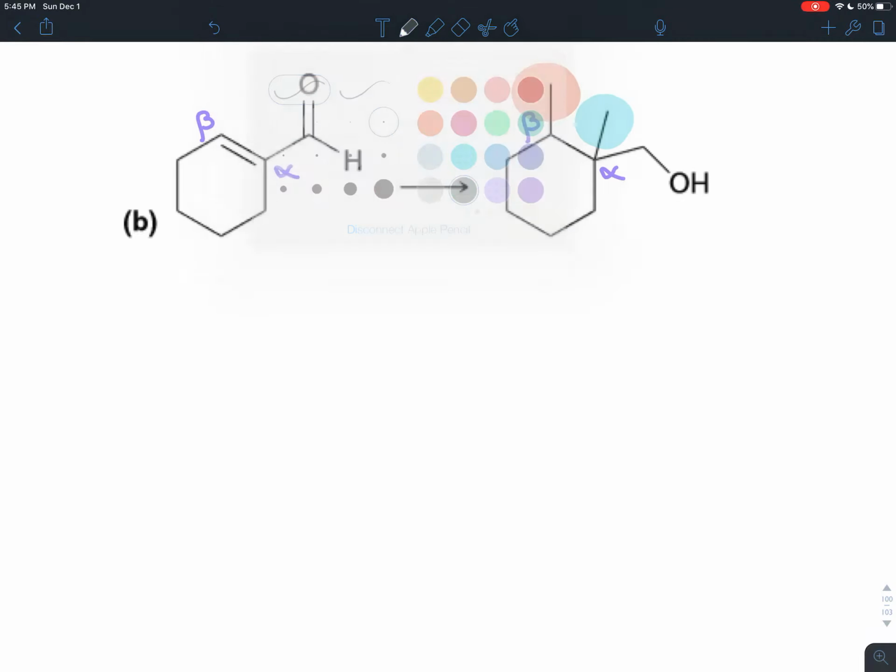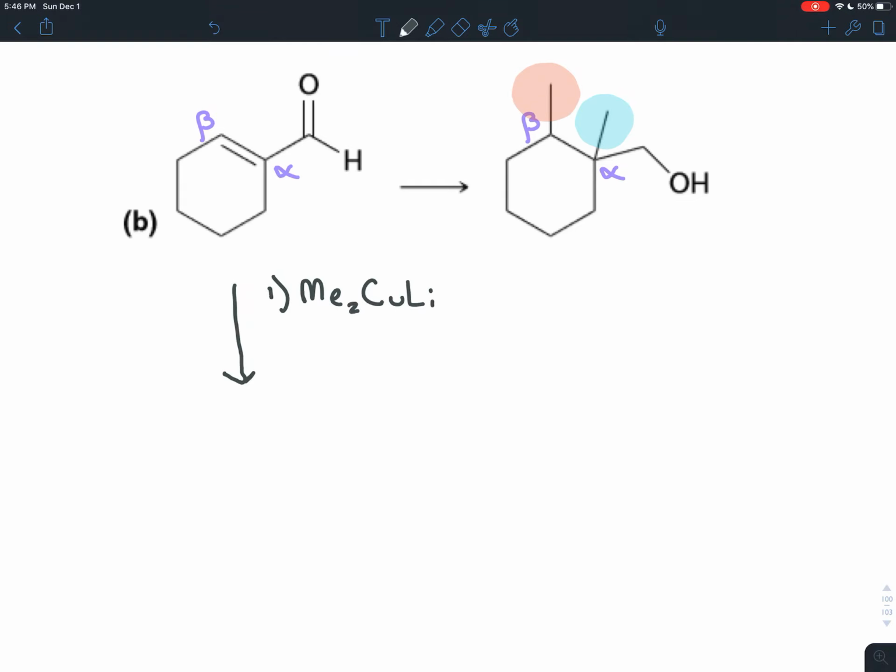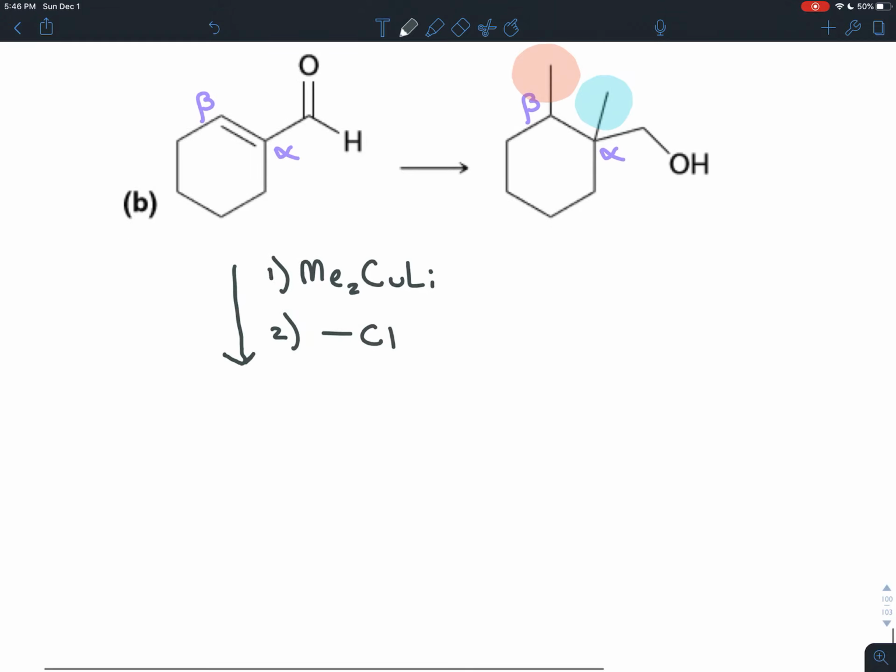So we can do that in two steps. And now that we've seen the mechanism a couple times, I'm just going to write it out from the perspective of synthesis. First, you do the Gilman reagent. You use whatever group is on the beta carbon. That's a methyl group, so dimethyl lithium cuprate. And second, you do an SN2 reaction. You take whatever carbon chain is on the alpha carbon, so that's just a methyl group, and you put a leaving group on it. I'll put chlorine, but it could be bromine or iodine, any leaving group. What that will do is alkylate the alpha and beta positions.